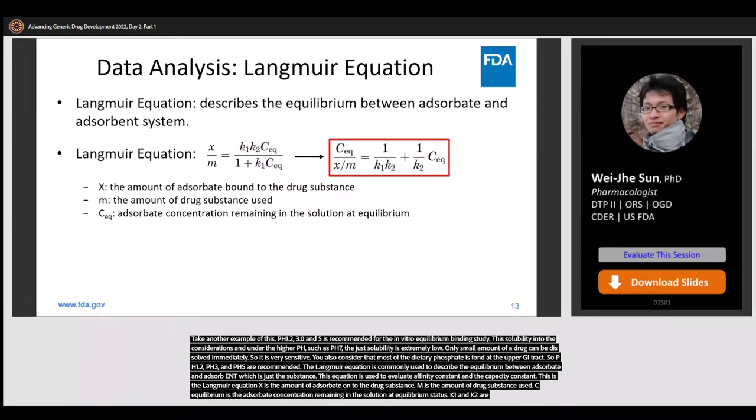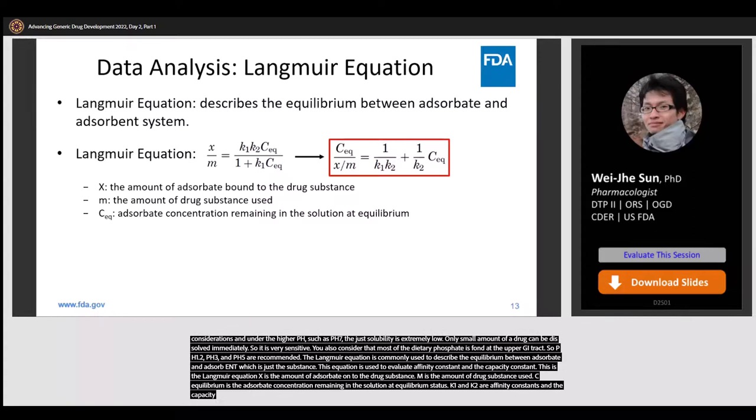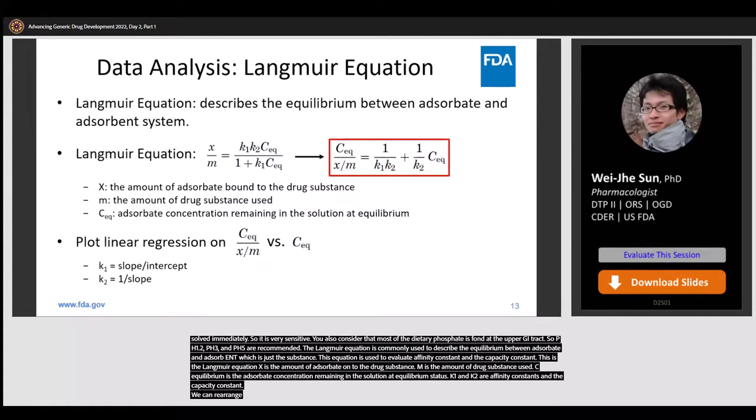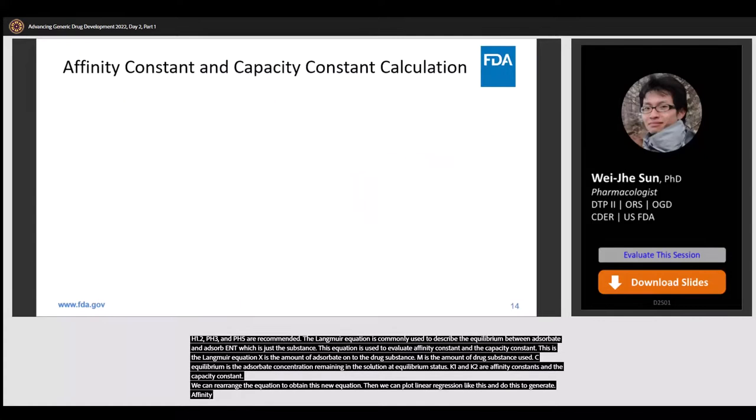We can rearrange the equation to obtain this new equation. Then we can plot C equilibrium divided by X over M versus C equilibrium and do the regression to generate a straight line. The affinity constant is the slope divided by the intercept. The capacity constant is 1 over the slope. This slide shows the step-by-step procedure for the in vitro equilibrium binding study and the calculation of K1 and K2.